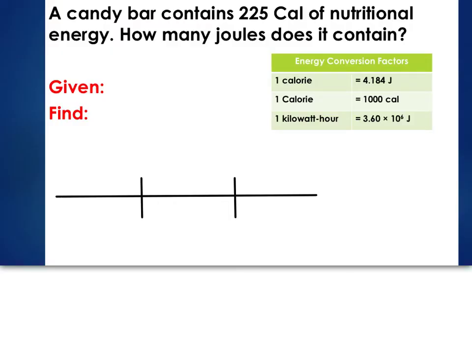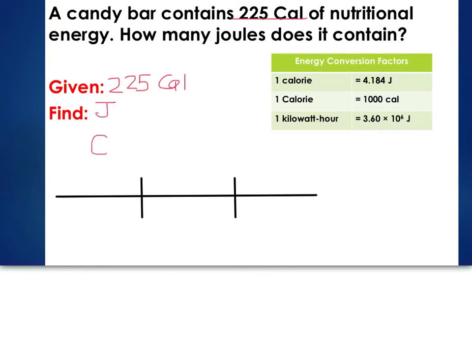Okay, so now we're going to do some conversions. Alright, so we're given a question here where we're told a candy bar contains 225 calories of nutritional energy. How many joules does it contain? So first we look at what we're given in the question. And we're given 225 calories. So that's what we're given, 225 calories. And that's the big cal. And we want to find joules. So how do we go from there?